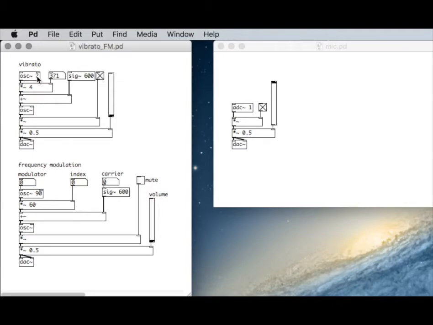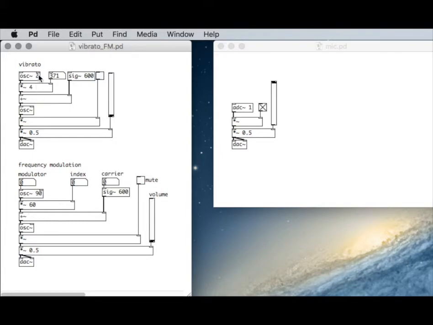Now, similar to an amplitude modulation operation, we transition from a vibrato to a sound that adds sidebands to this frequency. So let's check out this patch. This is the exact same patch, except the modulator signal here is starting at 90, and the index, that's that multiple of how much higher and how much lower than the carrier frequency the modulation is going to go.